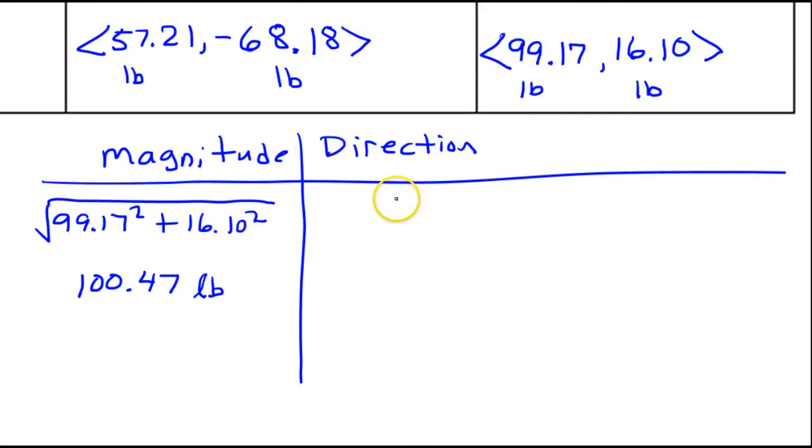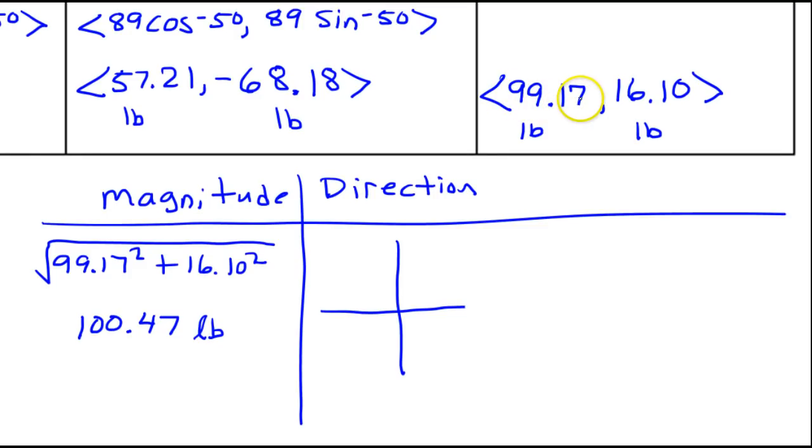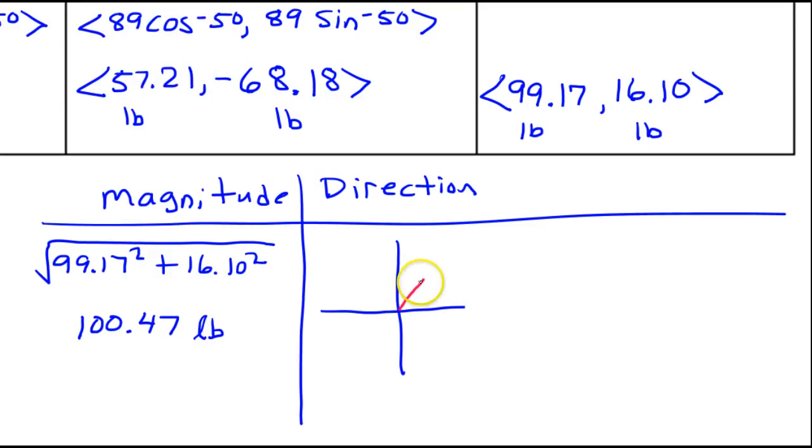When we do the direction, we should draw a little diagram. Looking at the component form, this vector is going to the right and up. So this is going to be a vector in the first quadrant. So go ahead and draw yourself a vector in the first quadrant. Then make a triangle out of it using the reference angle. I started to say reference angle, but because it's in the first quadrant, this is actually the angle that we want. This is the angle from the positive x-axis, so this is good.